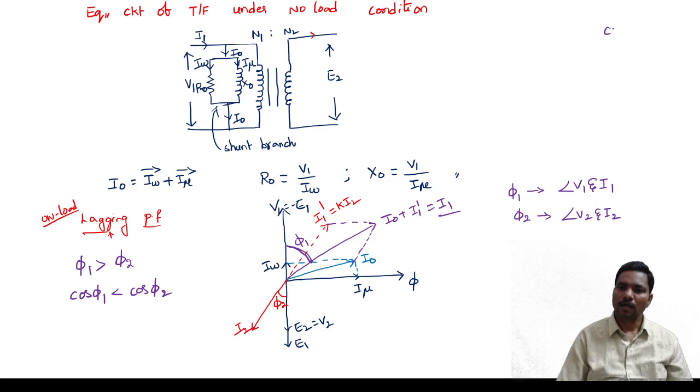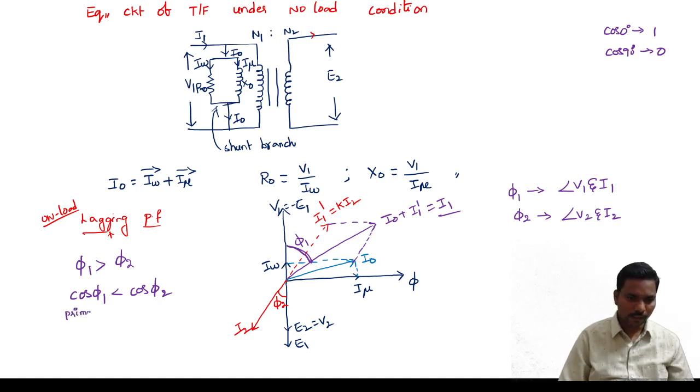We know very well that cos 0 is equal to 1 and cos 90 is equal to 0. So that means they are inversely related. As the angle is more, the power factor cos phi is less; as the angle is less, the power factor is more. From these two, cos phi 1 is the primary power factor, which is less than cos phi 2, the load power factor.